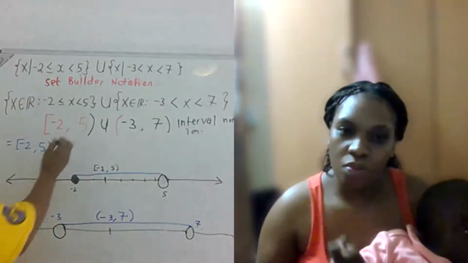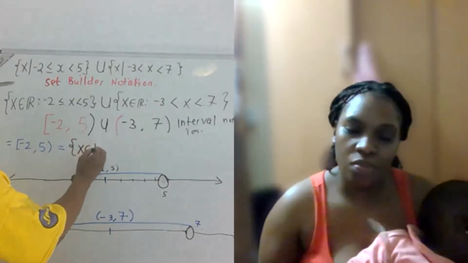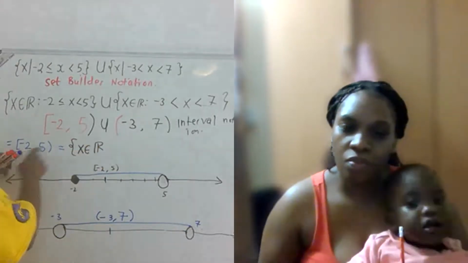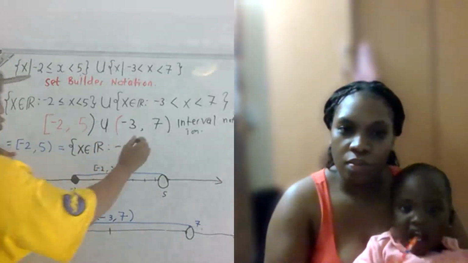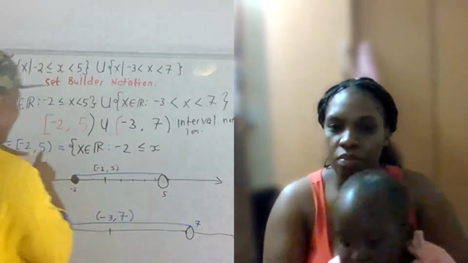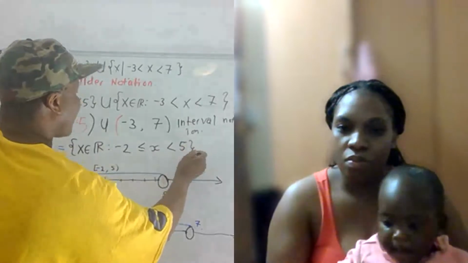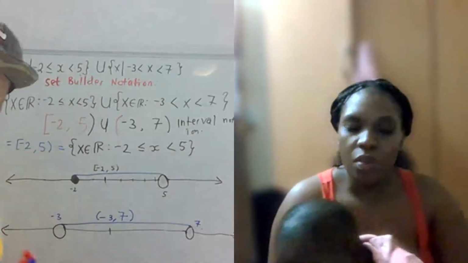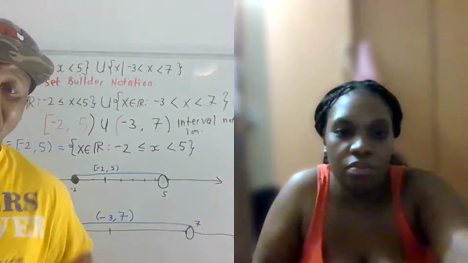For set builder notation, I'm going to put my curly bracket and say x is an element of the real numbers, starting from negative 2, including. Since it's including, I write it like that. Then x, and this one is excluding, so we write it like that. 5 is the last number. Do you understand?